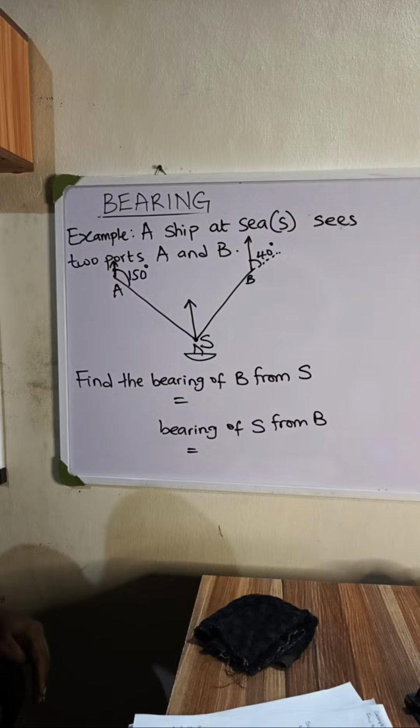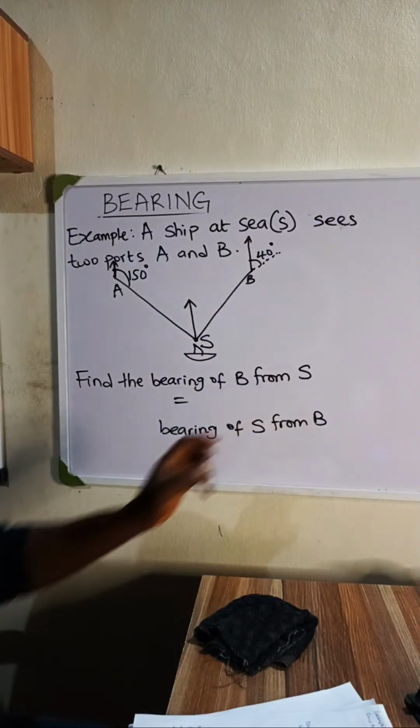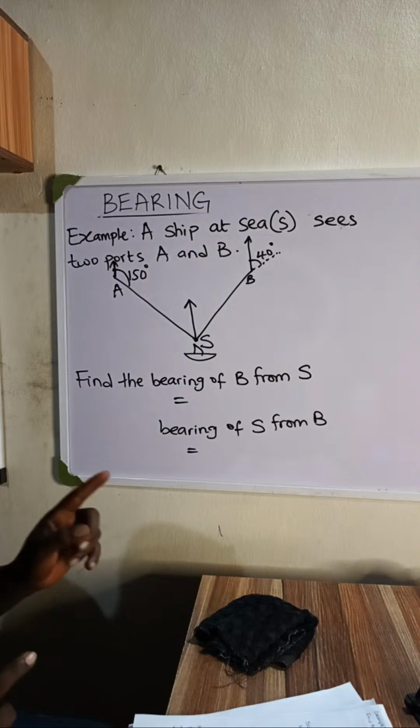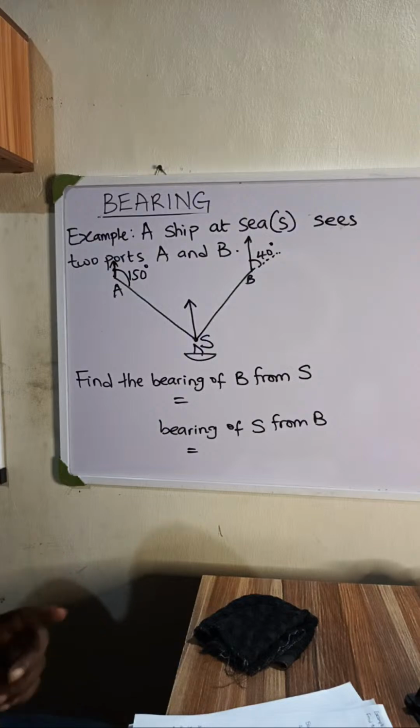Okay, Lawrence said 220. As I said earlier, if you are giving the answer for B from S, you write B from S and then put your answer. If you are giving the answer S from B, write S from B and put the answer.